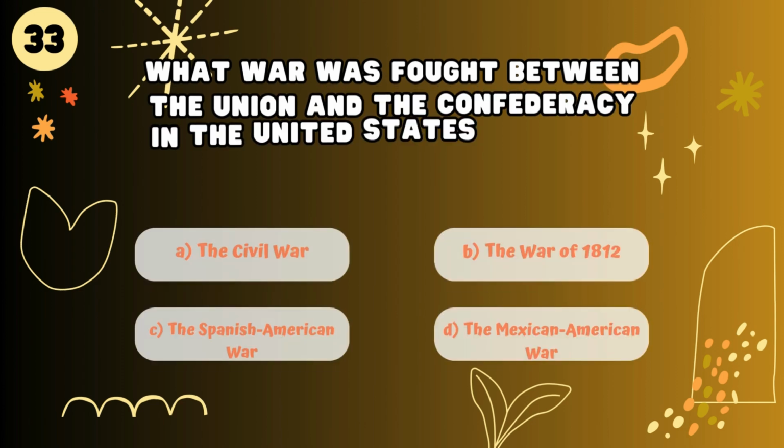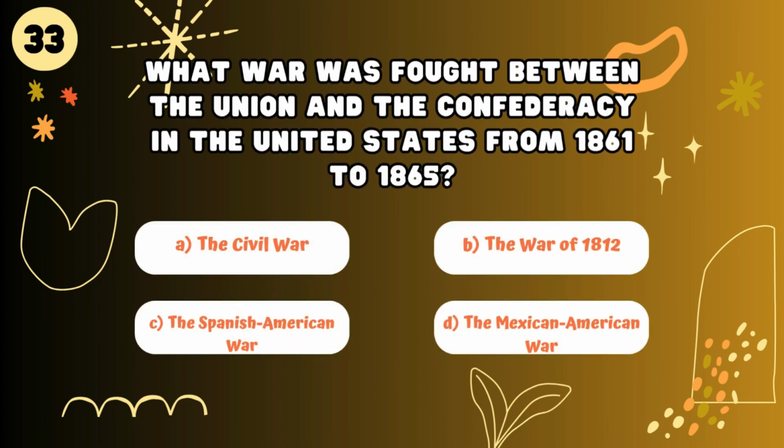What war was fought between the Union and the Confederacy in the United States from 1861 to 1865? The Civil War, the War of 1812, the Spanish-American War, the Mexican-American War. Answer: the Civil War.